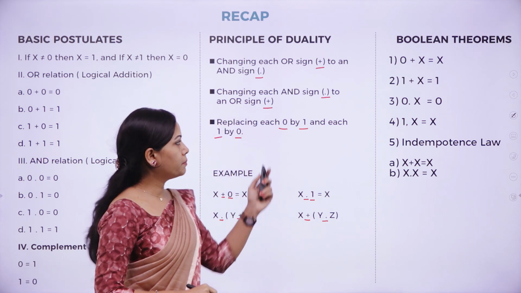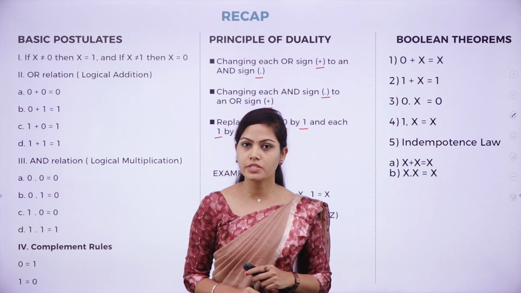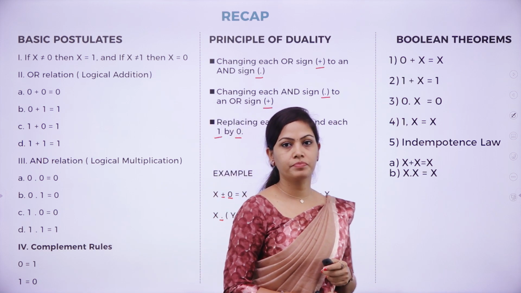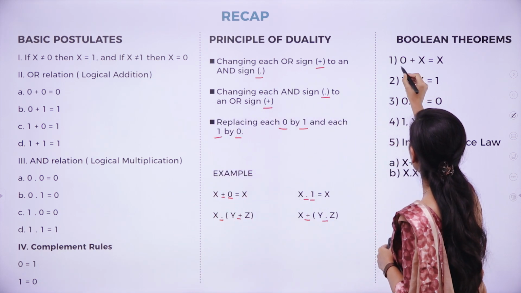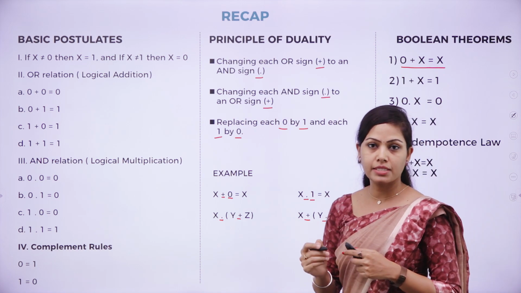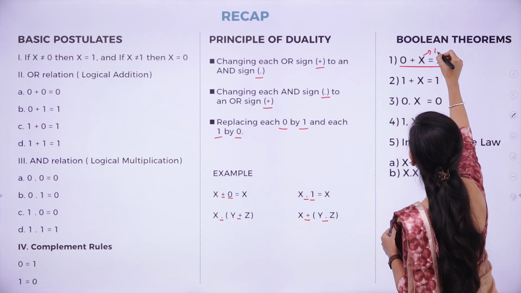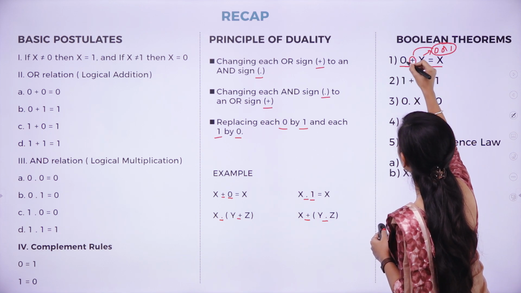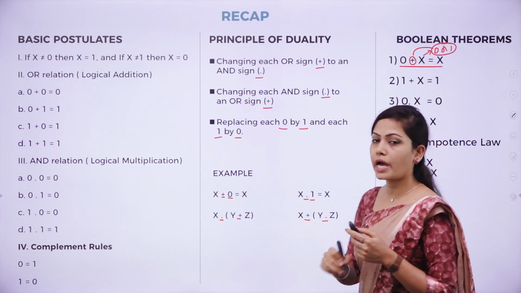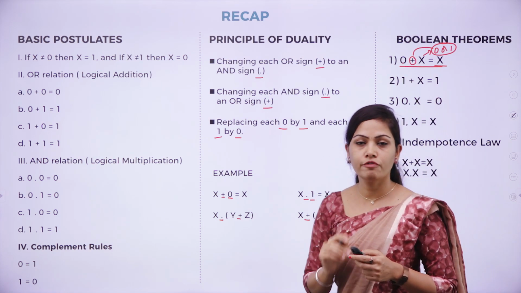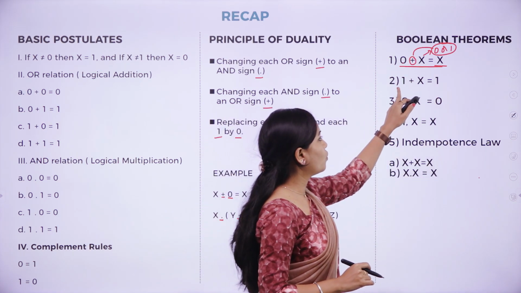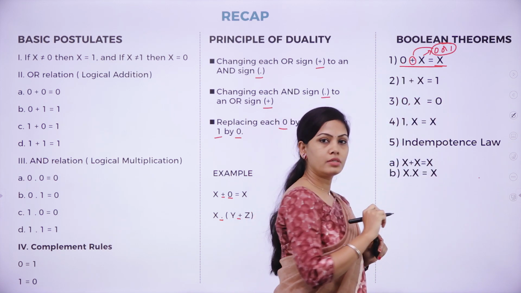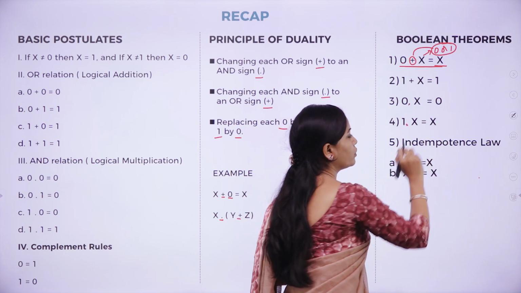Next we have studied some Boolean theorems. These are the theorems I explained in my last session. Which are the theorems we studied? First one is 0 plus x is equal to x. X can have the values either 0 or 1. Both values ORed with 0 produce the same output as x. This is our first theorem. The second theorem is 1 plus x is equal to 1, and 0 dot x is equal to 0, and 1 dot x is equal to x.